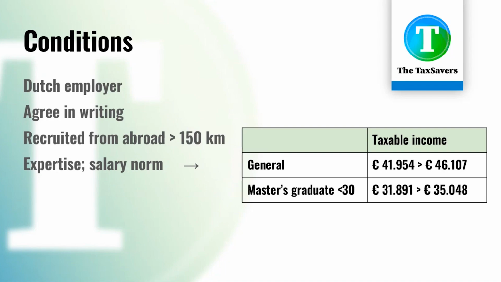For 2023, if you have a master's degree and you are younger than 30 years old, your gross annual income should be above €31,891. If you don't have a master's degree, or if you are above 30 years old, the norm is €41,954. In 2024, these thresholds changed to, respectively, €35,000 and €46,000.